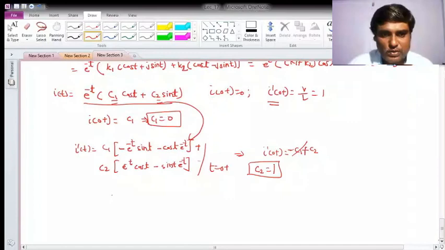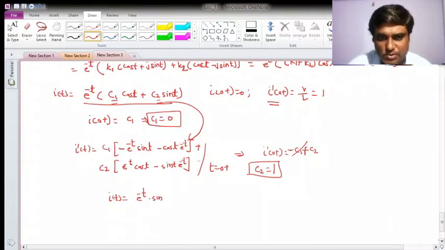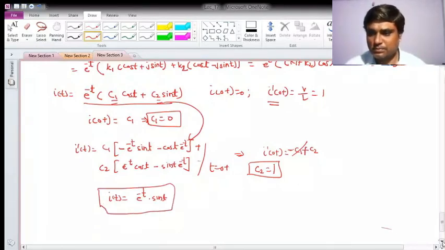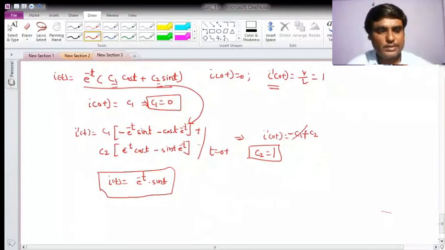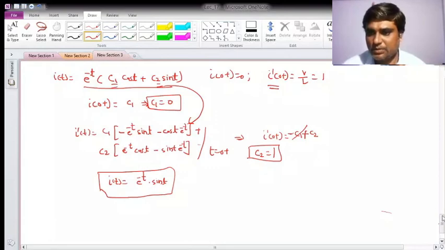So what will be my I of t now? E raised to minus t, c1 is 0 but c2 is 1, so it will be e raised to minus t sin t. Okay, let me check whether it is right. Yeah, e raised to minus t into sin t. And now let us plot it.